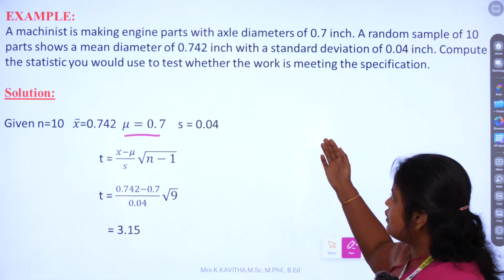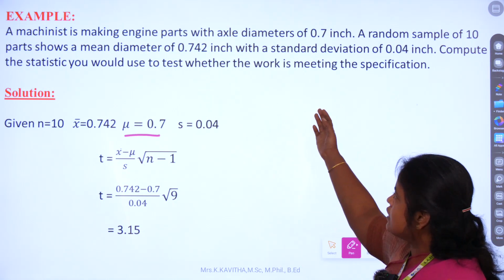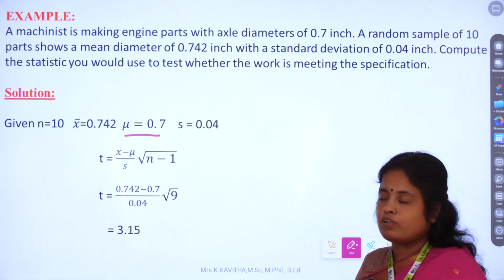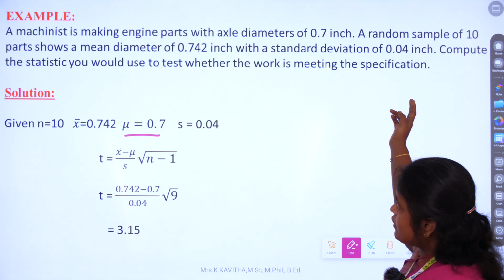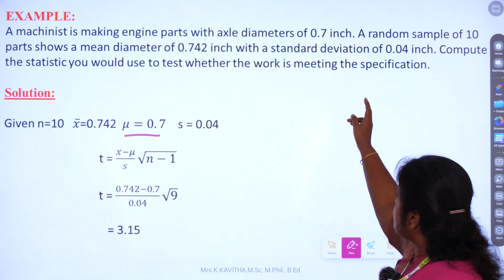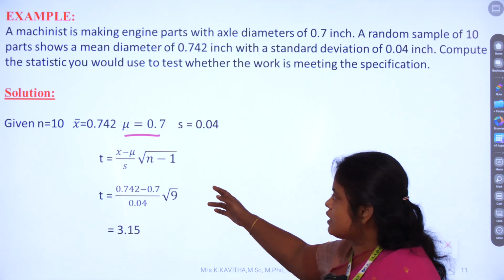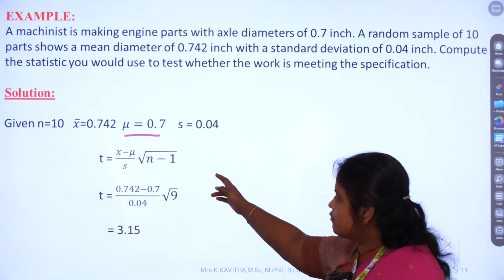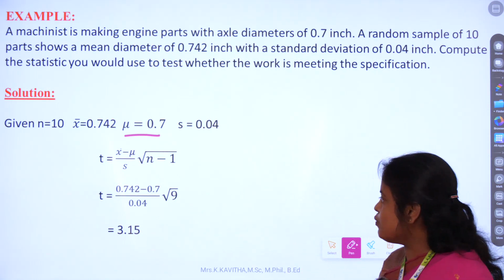The sample size is followed by the mean and the SD value, which is the sample SD and the sample mean value. Here the sample size n equal to 10, sample mean x bar equal to 0.742 and the sample SD equal to 0.04. Then the test statistic t equal to x bar minus mu by s by root of n minus 1. We substitute the values and calculate t equal to 3.15.